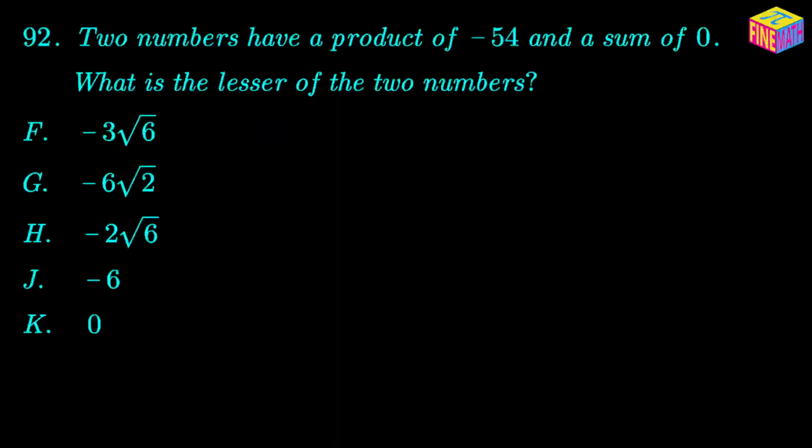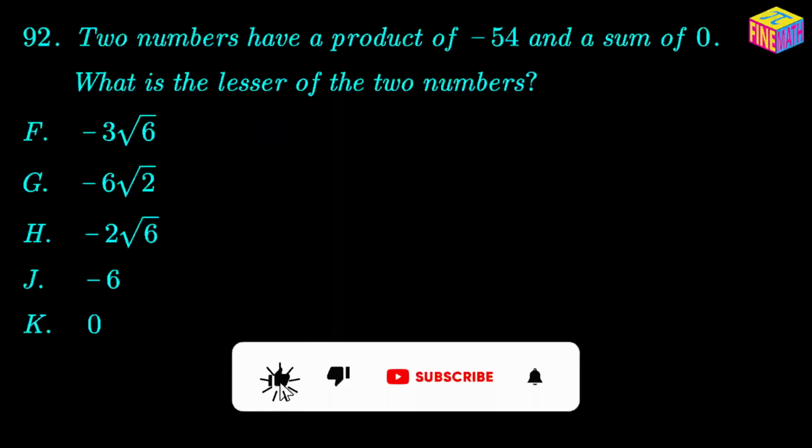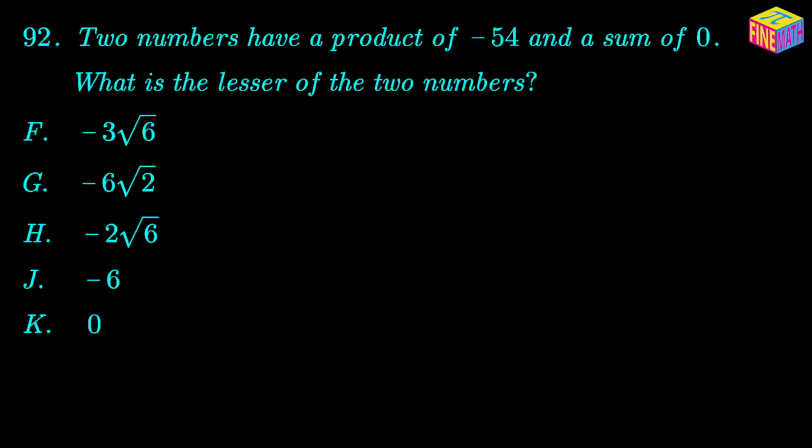So let's get started. Here the question says, two numbers have a product of negative 54 and a sum of 0. What is the lesser of the two numbers? So essentially we have been given that the product of two numbers is equal to negative 54 and their sum is equal to 0. We have to find out the smaller of the two numbers, right?